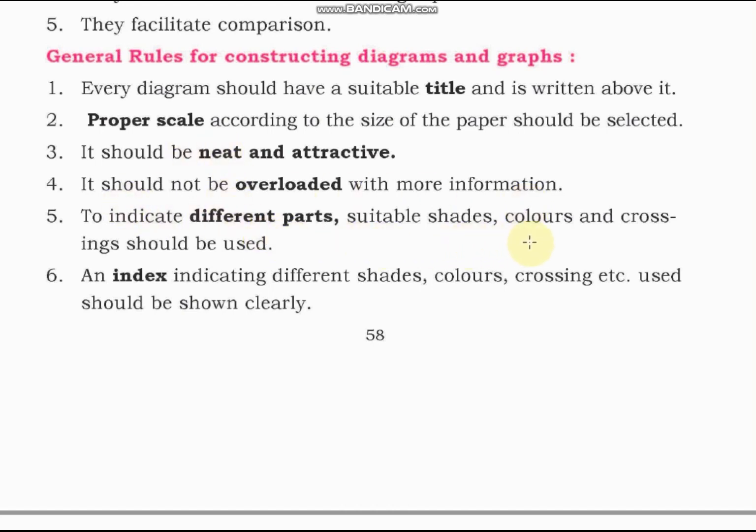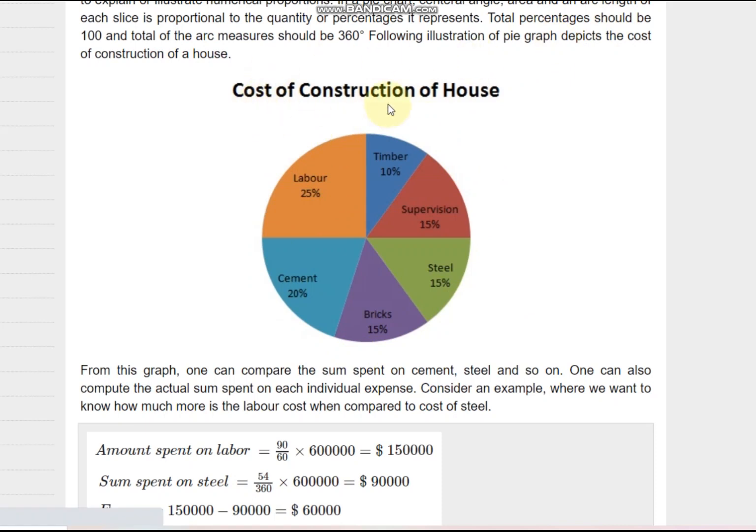To indicate different parts, suitable shades, colors, and crossings should be used. Now consider the pie diagram here. The title has been written properly. This diagram represents different entities like labor, timber, supervision, steel, bricks, cement. The distribution of these entities in the data has been divided into percentages. If you add all these percentages, it will sum up to 100%. So how to differentiate between them? They have used colors here. For labor they have given one color, for timber one color, for supervision one color, and for steel, bricks and cement different colors, so that you can differentiate between the different entities. It makes the diagram appealing and also more interesting and convincing.